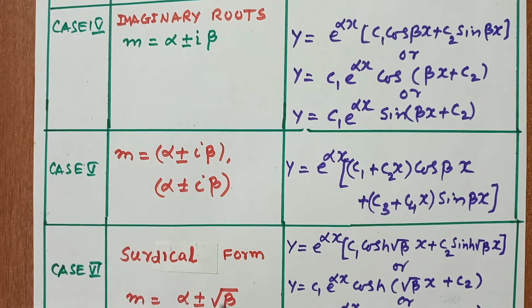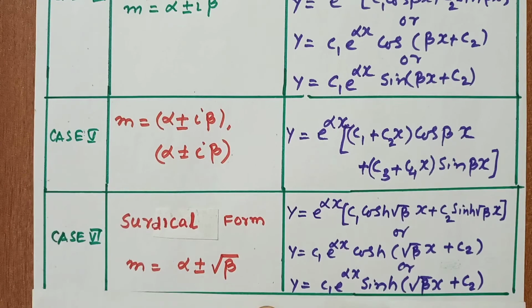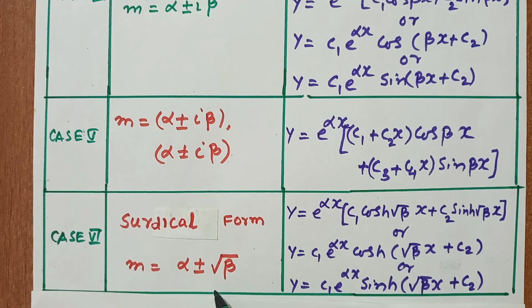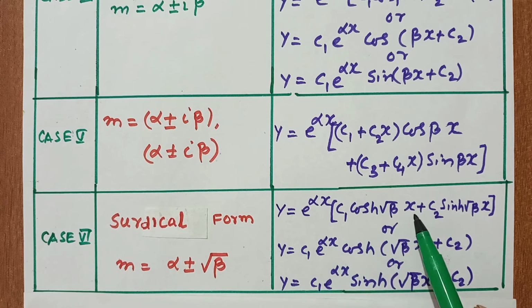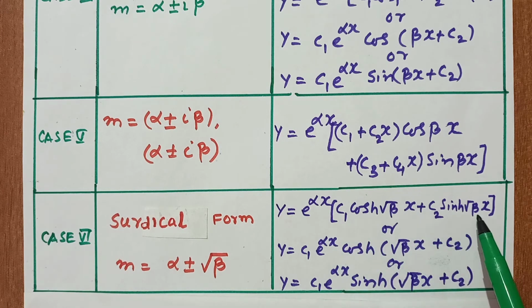Now next, when roots are irrational, in the form of a surd, m is equal to alpha plus minus root beta. In this case there are three different solutions. First is y equal to e to the power alpha x (c1 cosh root beta x plus c2 sinh root beta x).